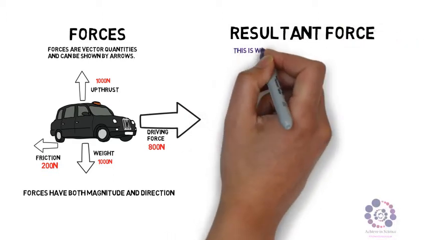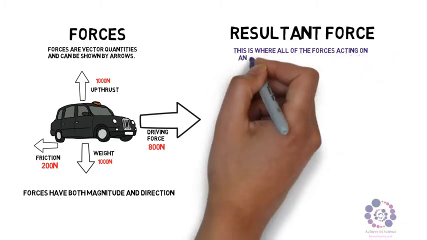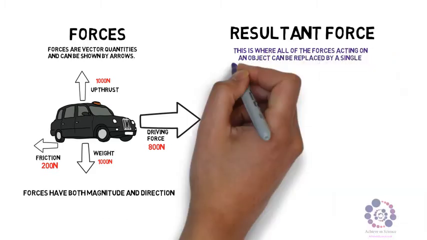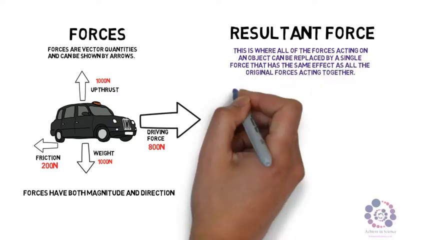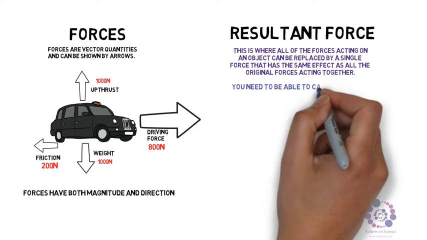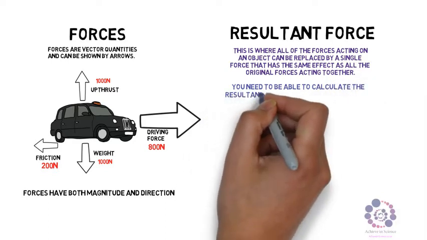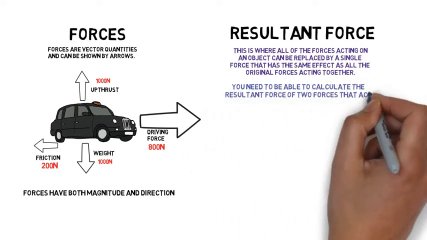Now we need to calculate the resultant force, which is where all the forces acting on an object can be replaced by a single force that has the same effect as all the original forces acting together. You need to be able to therefore calculate those forces acting on a straight line.